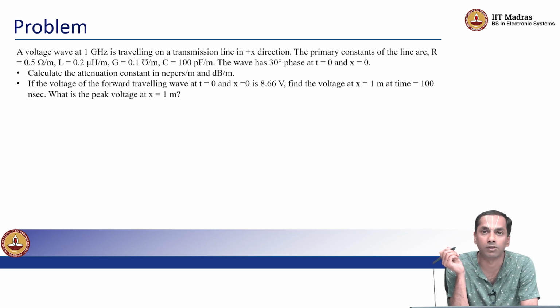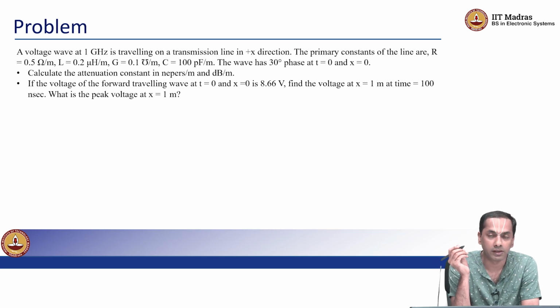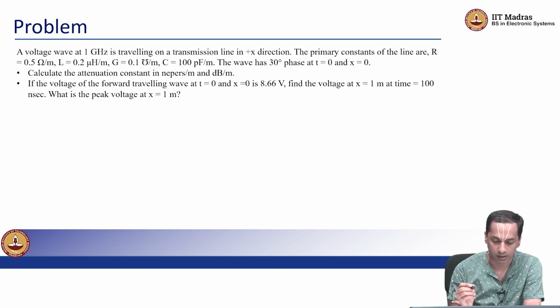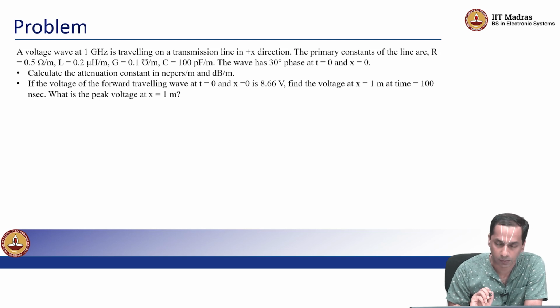So the first bullet says calculate the attenuation constant in nepers per meter and dB per meter, right? So I chose this question specifically so that you are clear as to how to go back and forth between both these units for attenuation, right?